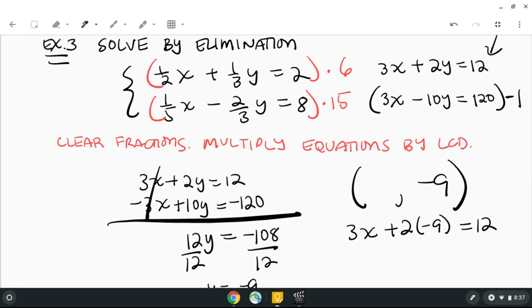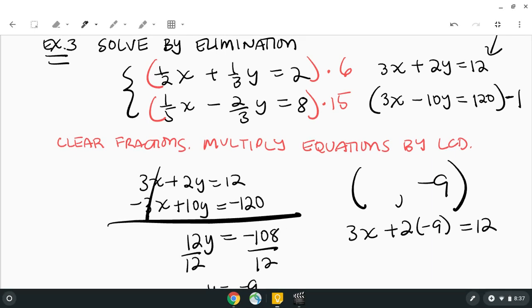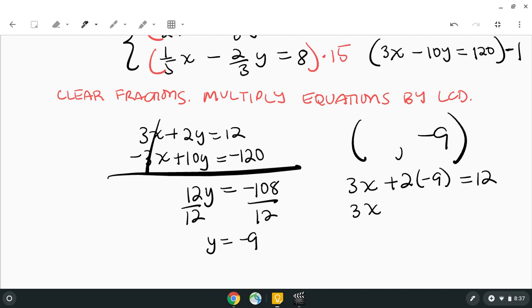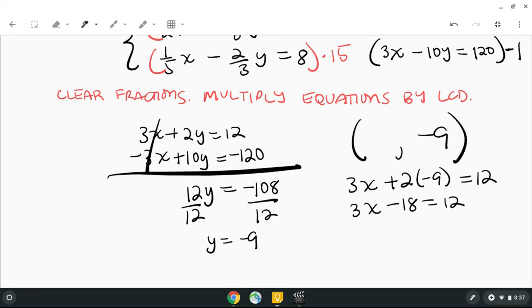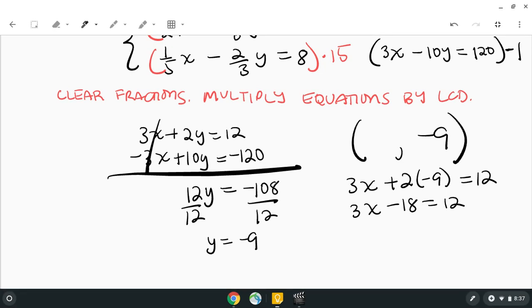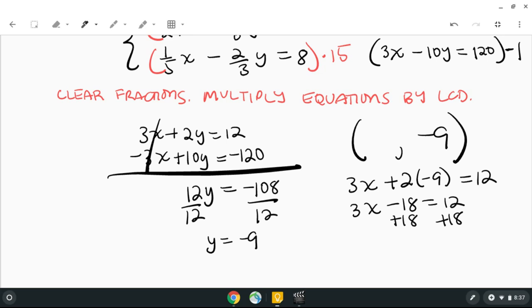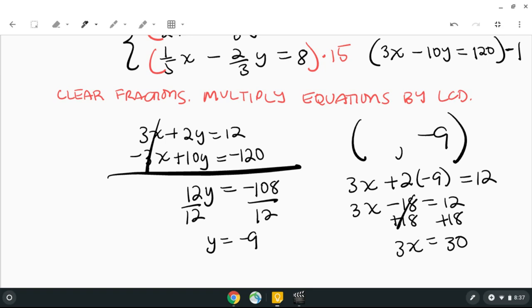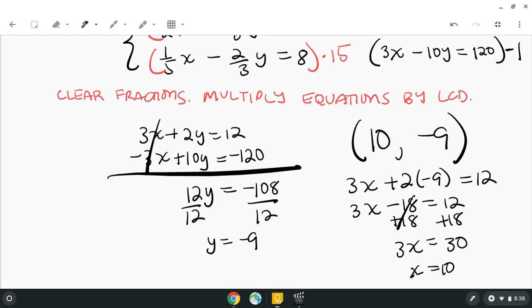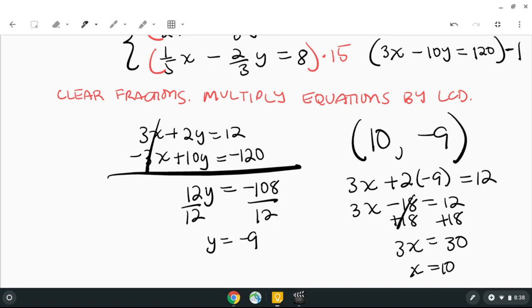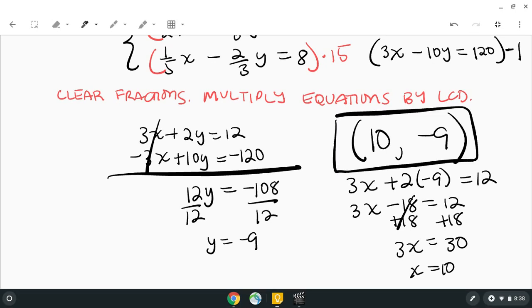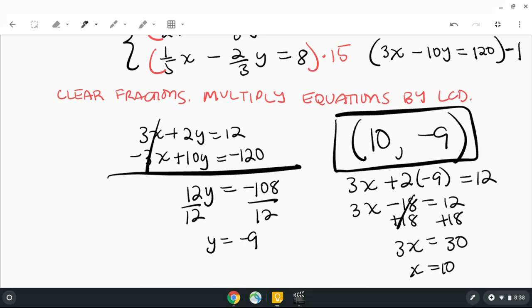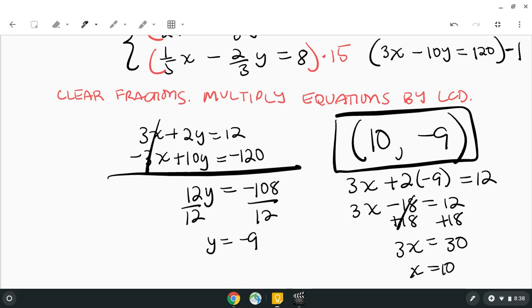Now I can solve for x. 3x minus 18 equals 12. Add 18, and those will cancel. So 3x equals 30, so x equals 10. My answer here is going to be 10, -9. So that would be the elimination method.